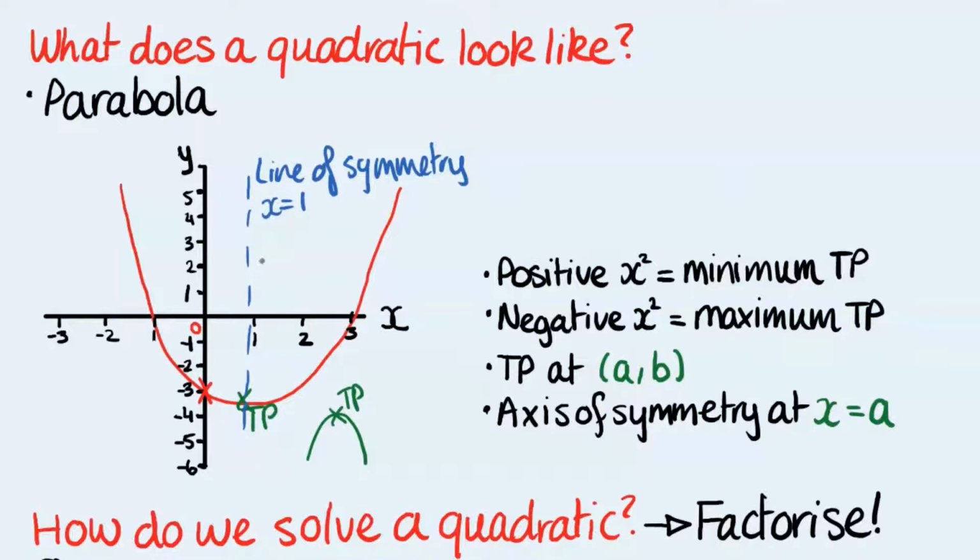And lastly, what we have here are the roots of the quadratic equation. So those are these points here. So these are the points where the curve intersects the horizontal x-axis. This is very important. This is what we want to find.